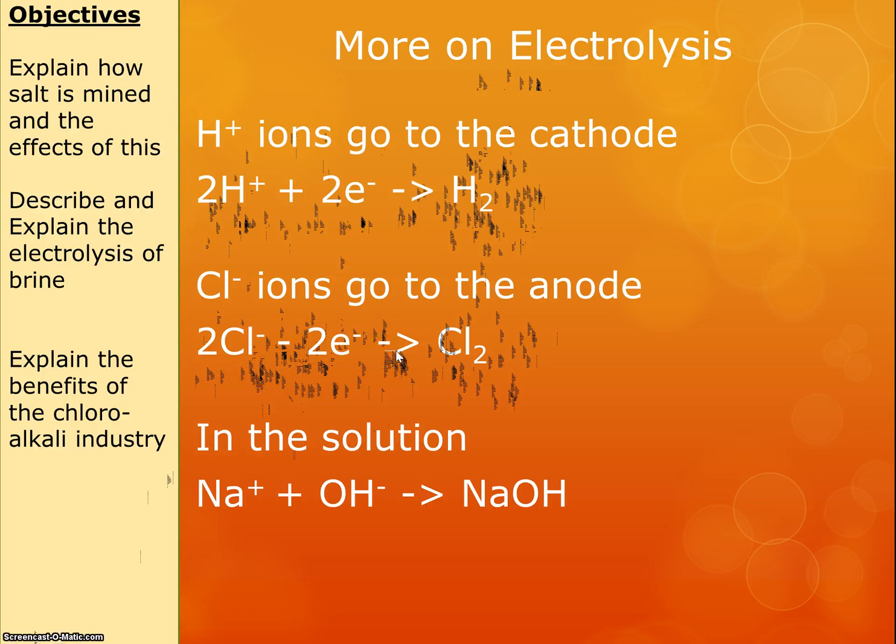Now, in the solution, we are left over with some sodium ions and some OH- ions, so Na+ and OH-, and they just combine together to make NaOH, which is our sodium hydroxide. So these are the three equations that you need to know, and you need to know which ions go to the cathode and which go to the anode.